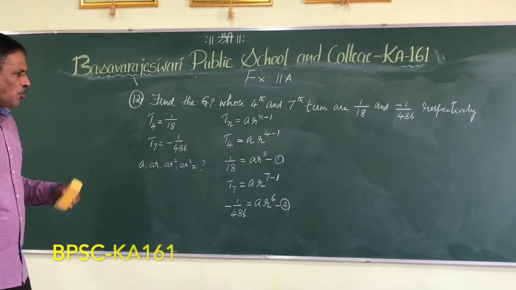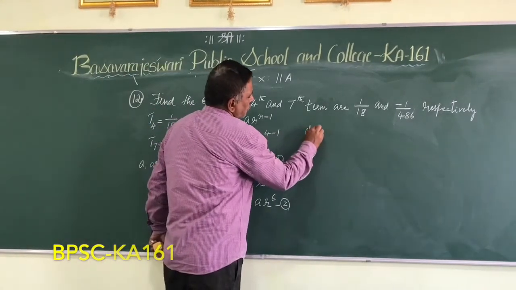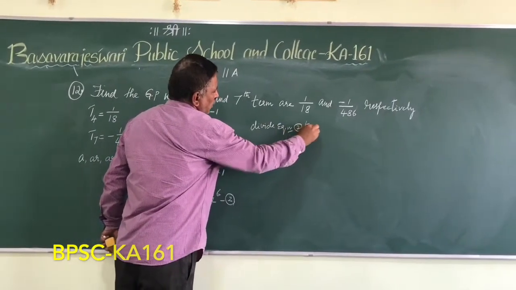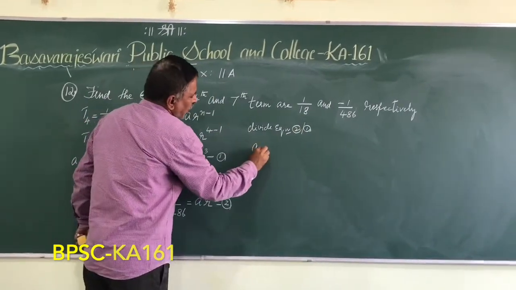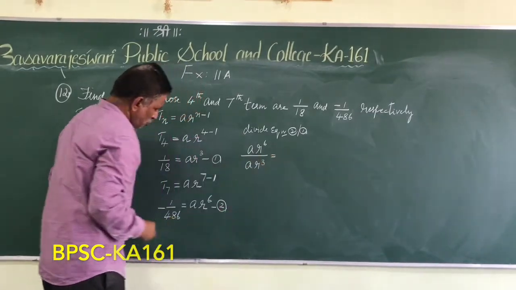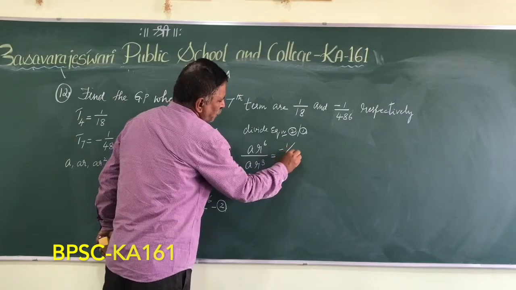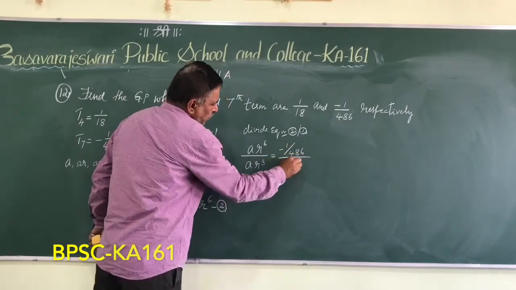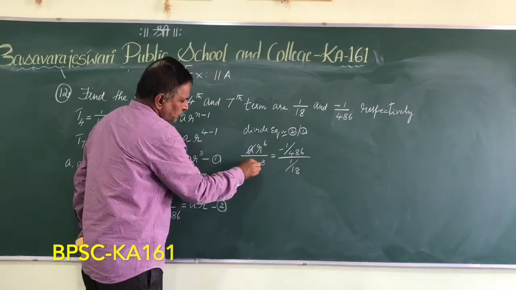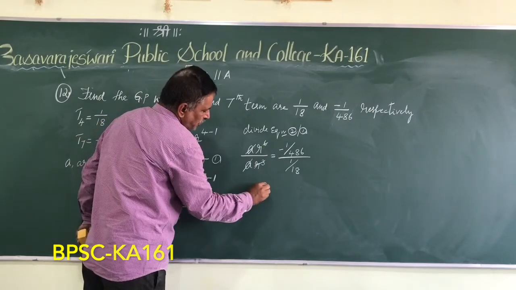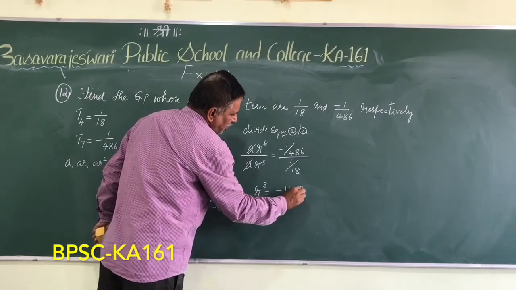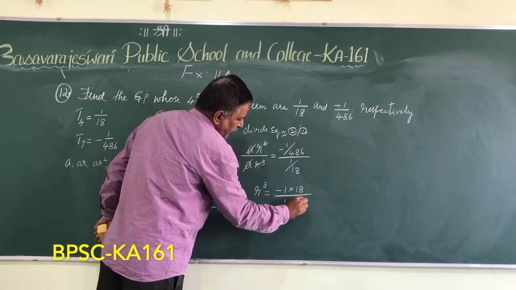As usual, divide 1 by 2 or 2 by 1. So divide equation 2 by 1. That is A R to the power of 6 divided by A R to the power of 3 is equal to minus 1 divided by 486 divided by 1 divided by 18. So A and A will get cancelled. Here also R to the power of 3, here also R to the power of 3. R to the power of 3 is equal to, I can send 18, so this will become minus 1 into 18 divided by 1 into 486.